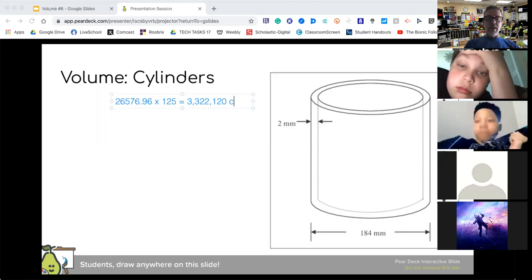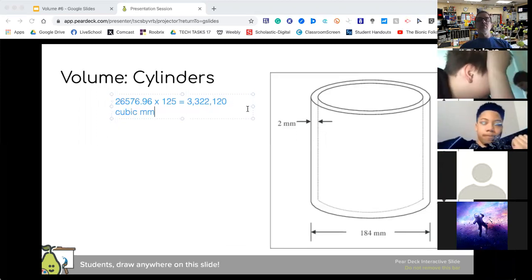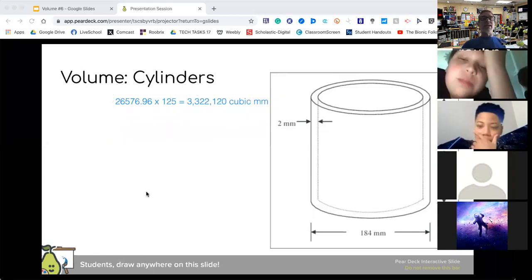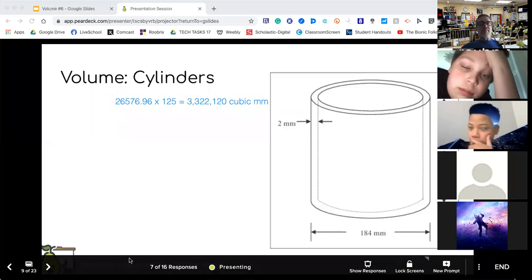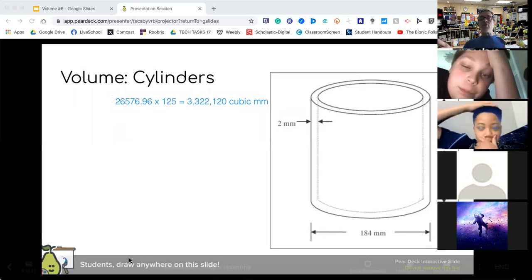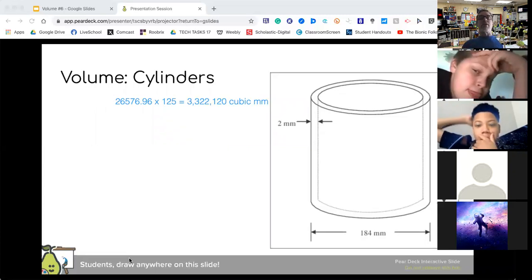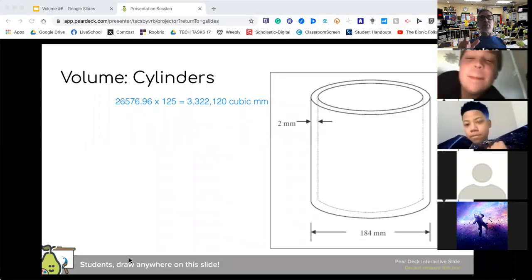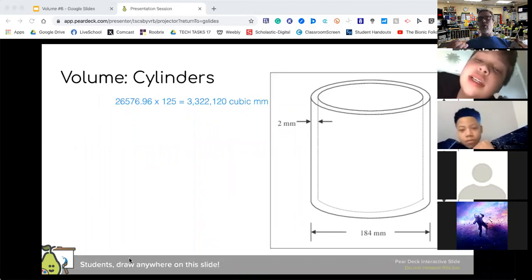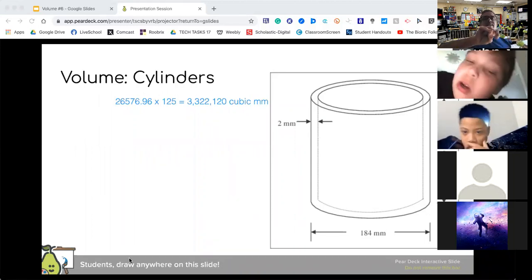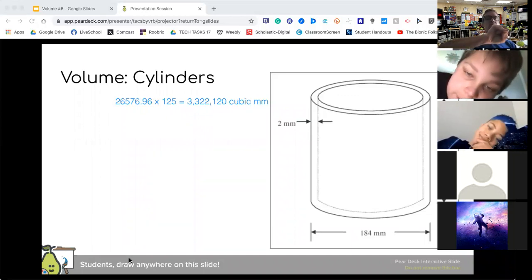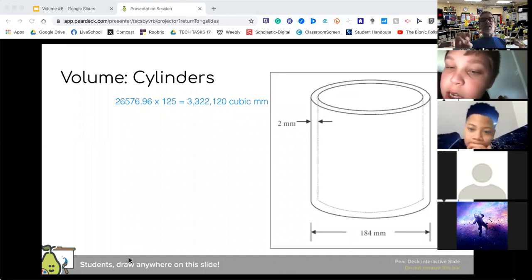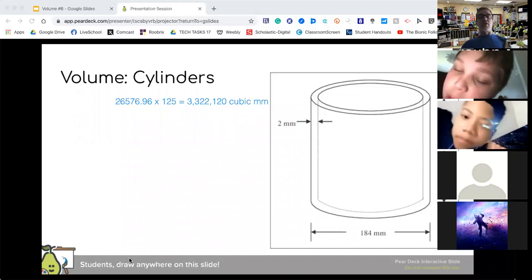Did you get 3,322,120 cubic millimeters? Yes. So the answer is that. All right. So the base again is 26,000 something, and then outside that we've got the height 125, and that's the 3 million whatever number. But again, remember, that's not a really big thing because millimeters are really, really tiny, right? A millimeter would be less than the thickness of your thumbnail, your fingernail, right? That's like a millimeter. All right.